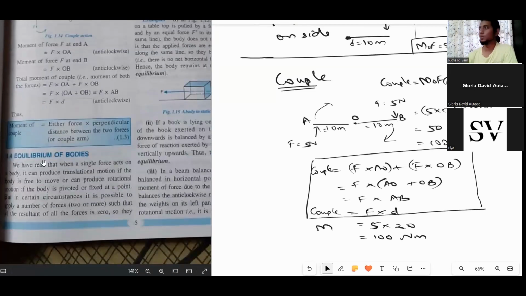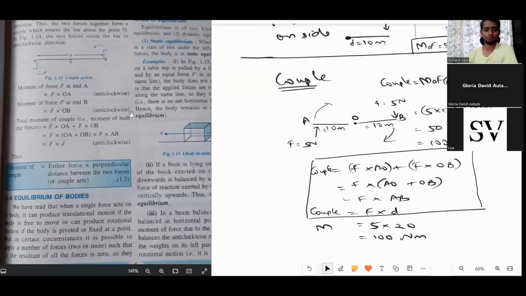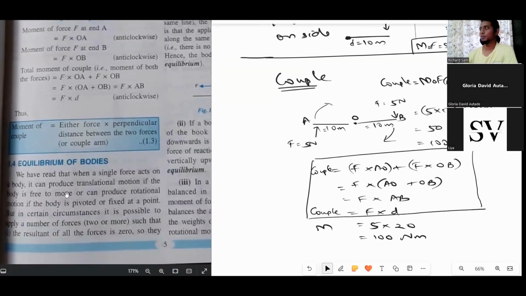Okay, the next topic is equilibrium of bodies. Equilibrium of bodies. What's the meaning of this word equilibrium? Equilibrium just means a body at rest. Suppose you're sitting without moving like this, then I can say that you are at equilibrium.